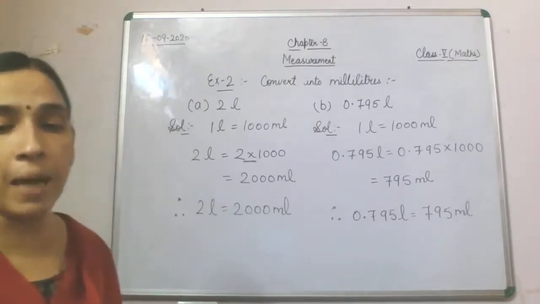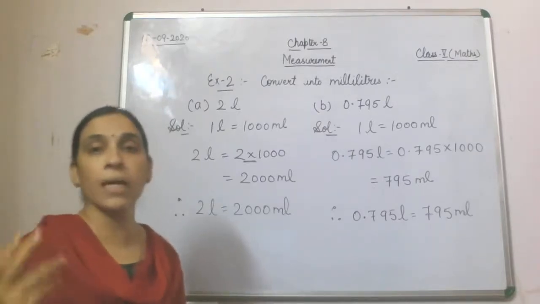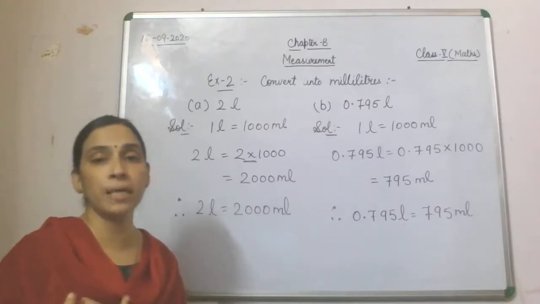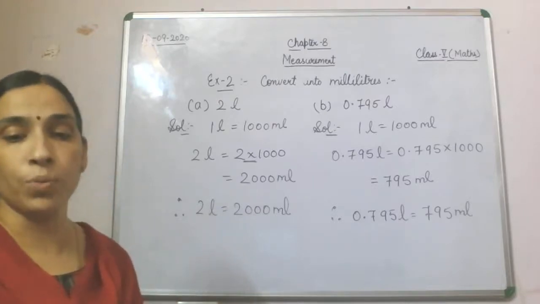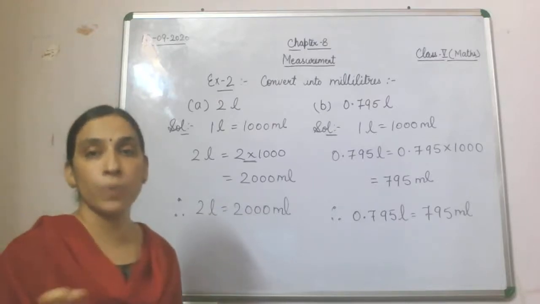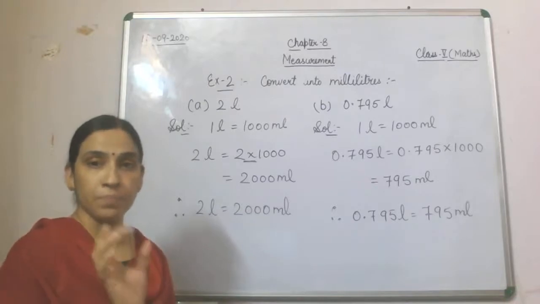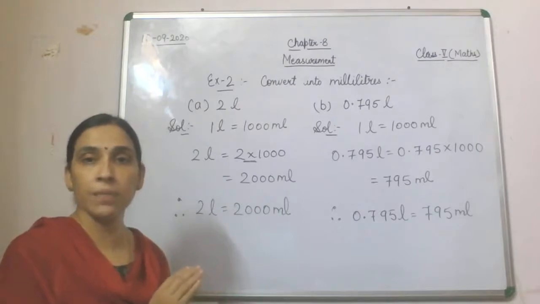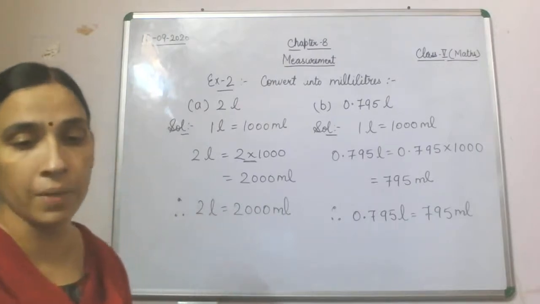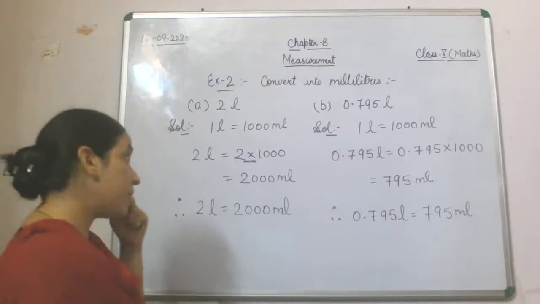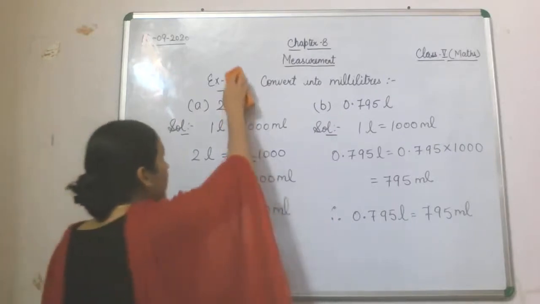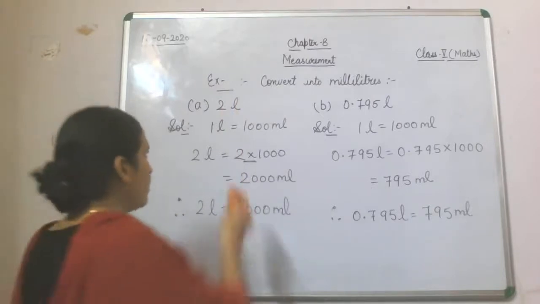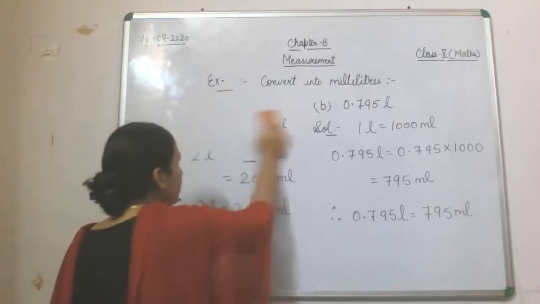Now the third example is another kind of example. Whenever you have to convert it into liters and milliliters, then what you will do? You will break the question into two parts. Liters will be separated and milliliters will be separated. That is your example 3 in your book. So we'll understand that also, example 3, and after that we will start the exercise. So let's see example 3, what is there.